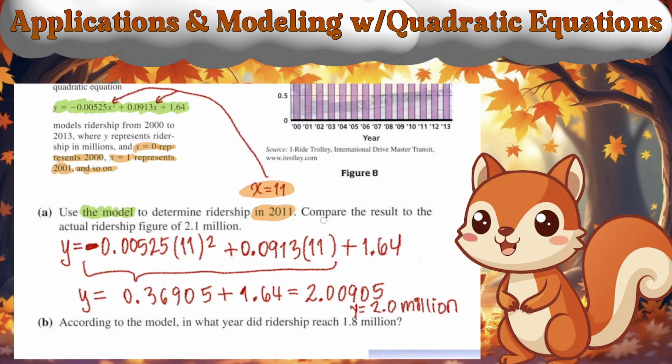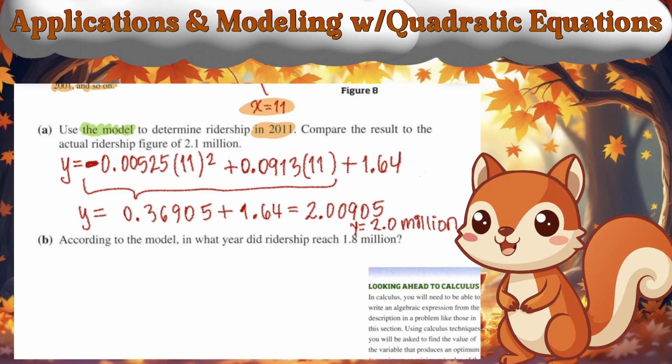So how do I compare the result to the actual ridership? Compare usually means to find out what they have in common. Contrast usually means what they have that makes them different. I do think that they kind of want us to do both in this sense though. So the actual ridership was 2.1 million. So the model underestimated the ridership by about 100,000 people, right? Or riders.